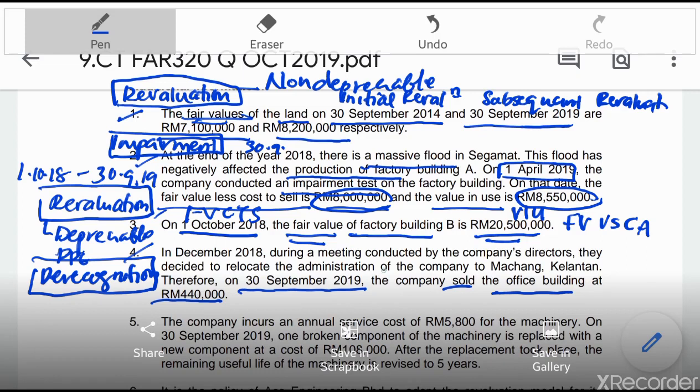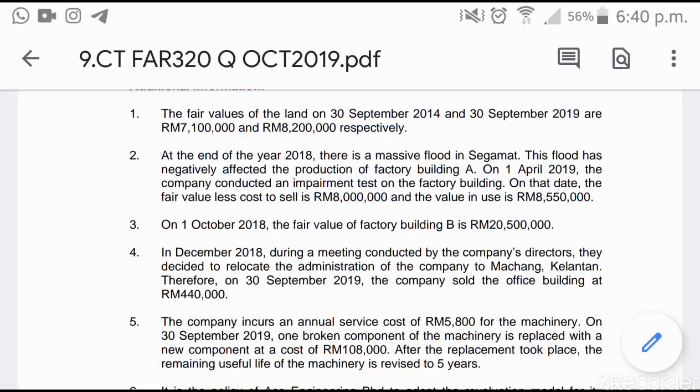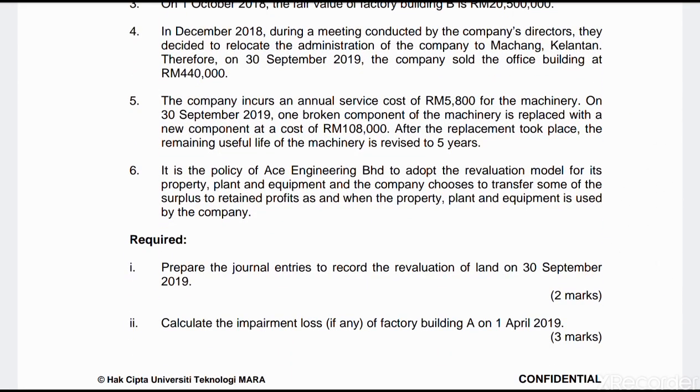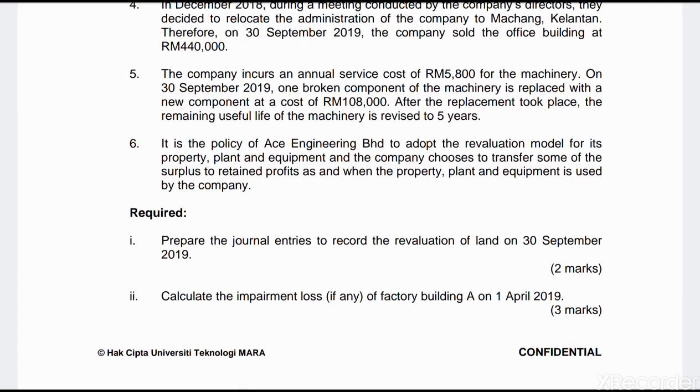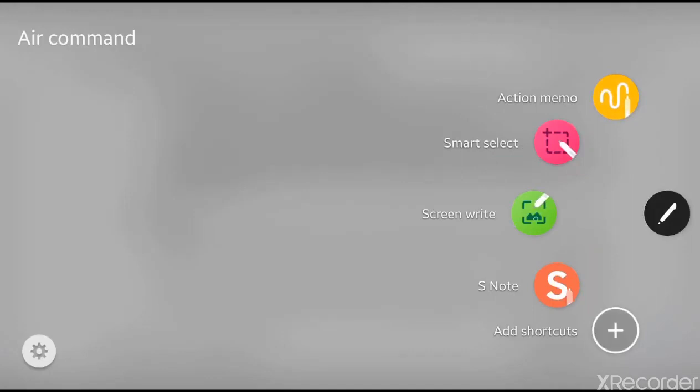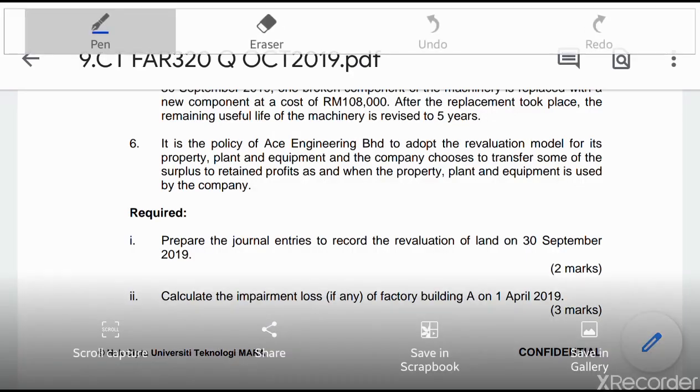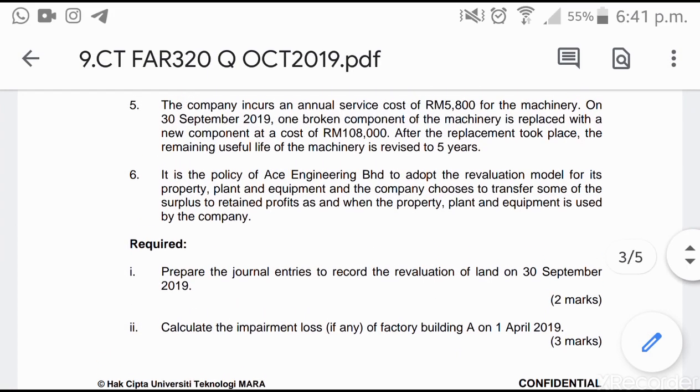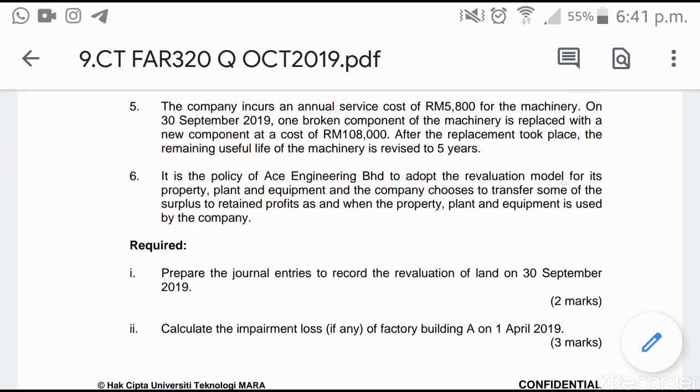Okay, that was information number 1, 2, 3, and 4. The first one is revaluation for non-depreciable assets. Second one is impairment. Third one is revaluation for depreciable PPE. The fourth is derecognition. I hope you have made yourself clear with that. I will proceed with the following one, which is number 5. If you look at number 5, I will give you time to read that part first.